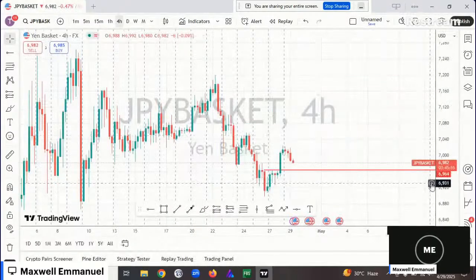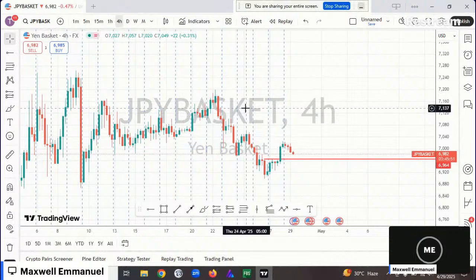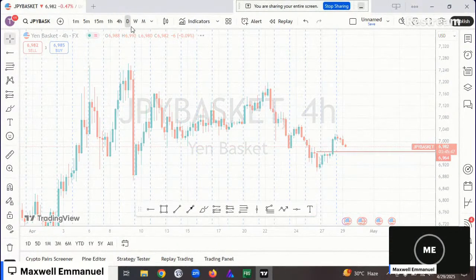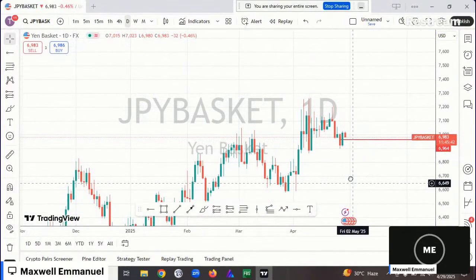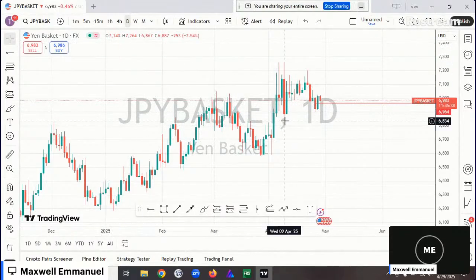Yen baskets. Okay, so let's start with the 4 hour time frame. It seems yen is bearish at the moment. From what I'm seeing, yen is weak at the moment.